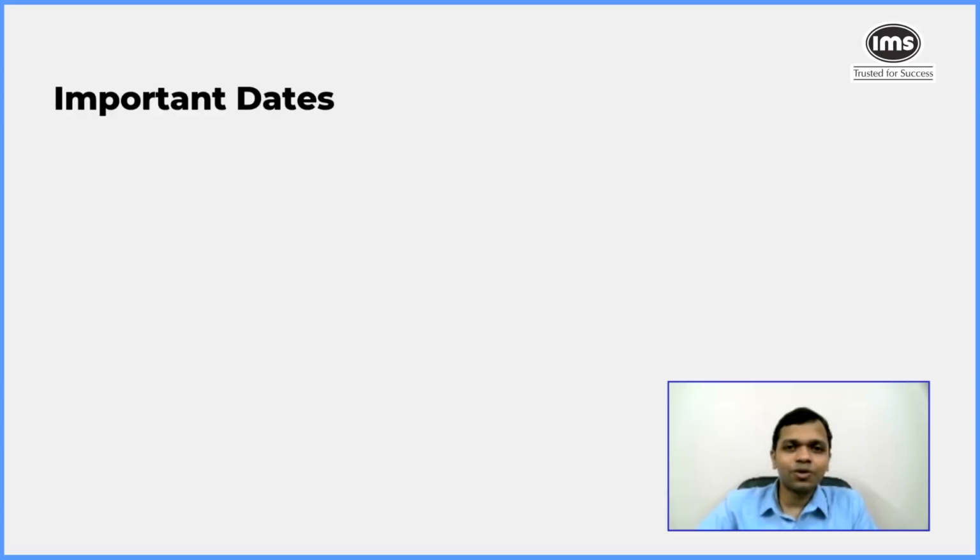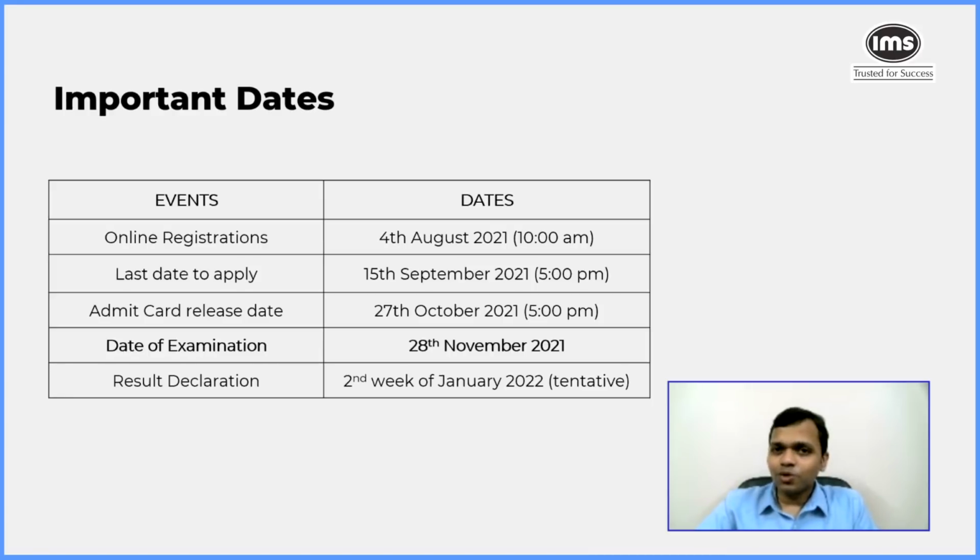Now, the first thing is your important dates. As you're aware, the CAT registration has already started. It started on the 4th of August 21 at 10 o'clock, and this is going to continue till 15th September.